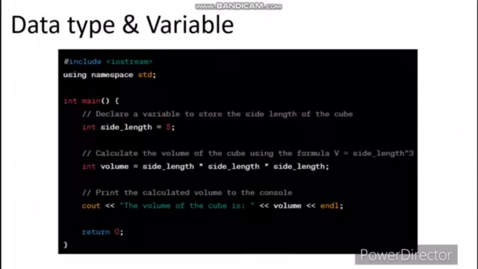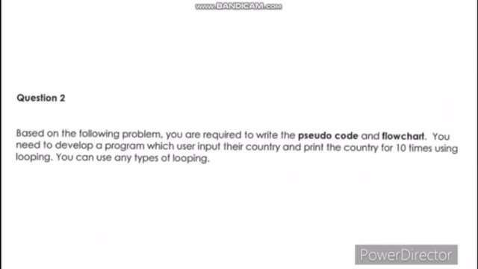Okay, so for question number 2, based on the following problem, you are required to write the pseudocode and flowchart. You need to develop a program in which the user inputs their country and the program prints the country 10 times using looping. You can use any type of looping.